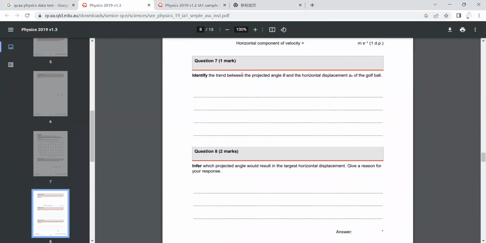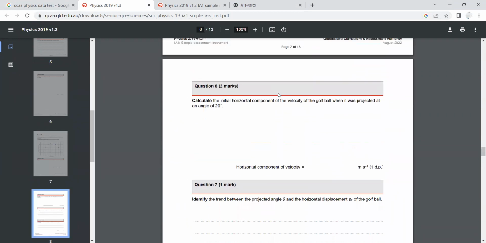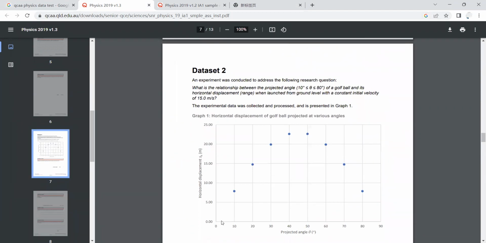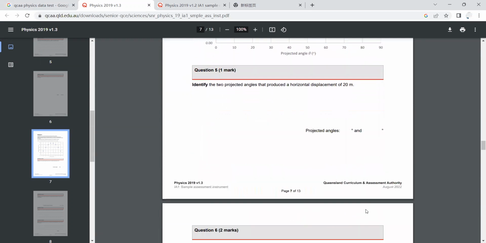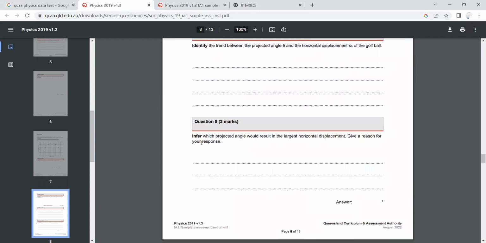Next question: identify the trend between the projected angle theta and horizontal displacement of the golf ball. As theta increases from 10 to 40 degrees, the horizontal displacement increases. As theta increases from 50 to 80 degrees, the horizontal displacement decreases. That's the trend. It's one mark.